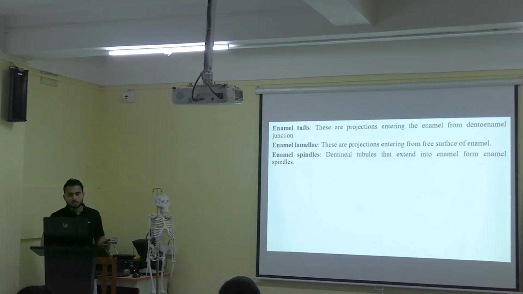And enamel spindles: the dentine has tubules, and those tubules that extend into the enamel are called enamel spindles. So these are some important features of the enamel. Microscopically they can be seen, but not under H&E stain. For that we need high magnification.